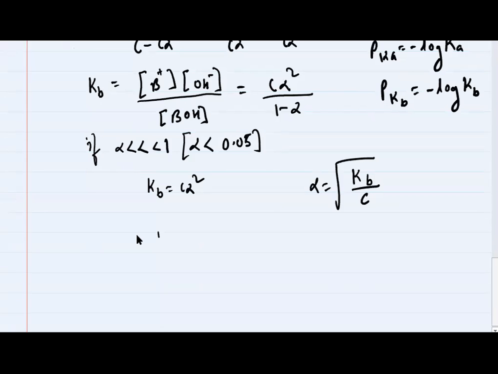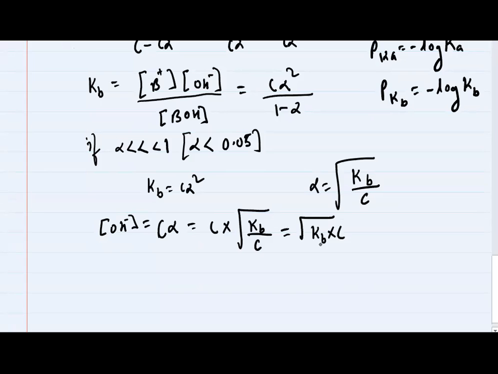Now, concentration of OH minus. Concentration of OH minus is equal to what? Just C into alpha, which is C into root Kb divided by C. So again, it is root Kb into C, right? Now we will just use the same concept. You'll just write the same way, pOH is equal to what? Minus log concentration of OH minus. Okay, right?